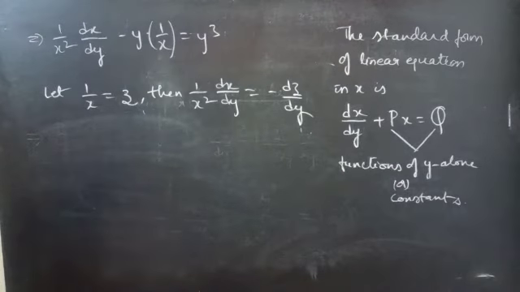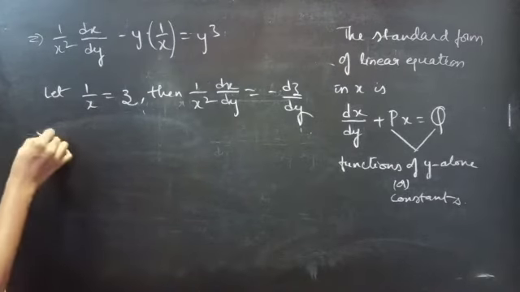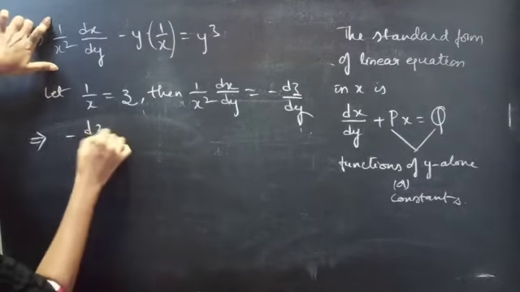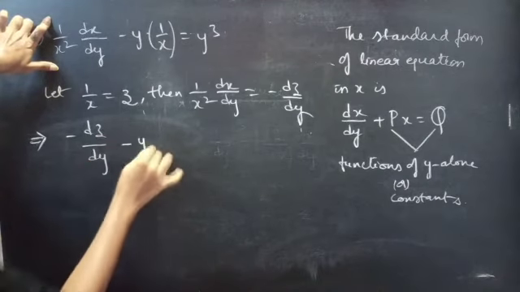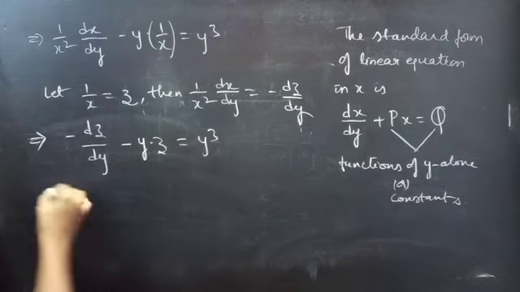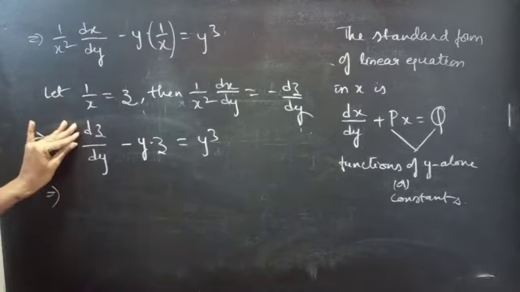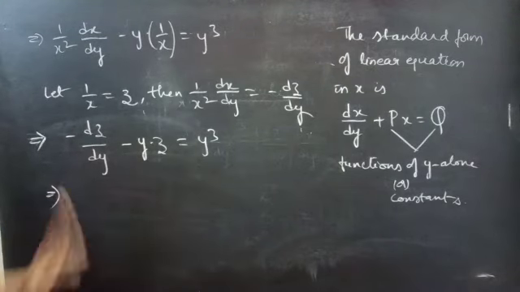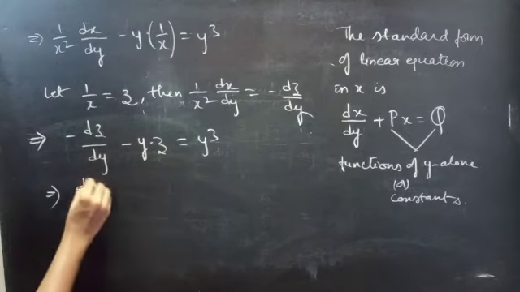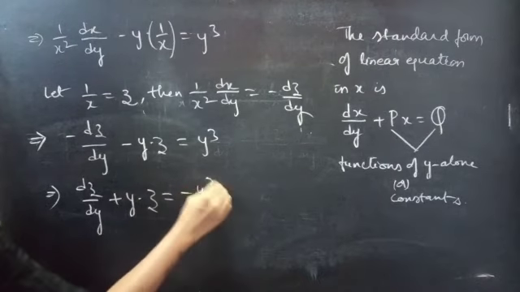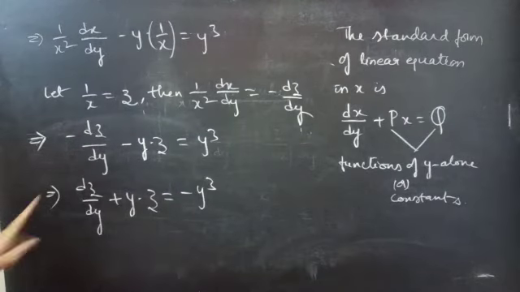Now we can change our equation in terms of z and y. Replace first term by minus dz by dy minus y into, replace 1 by x by z equals to y cube. See, the coefficient of dz by dy is minus 1. So in order to make it to plus 1, we'll simply multiply both sides of the equation with minus. Then we'll get dz by dy plus y into z equals to minus y cube, which is linear equation in z and y.